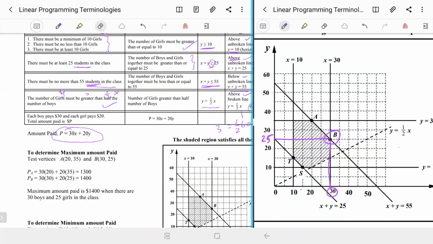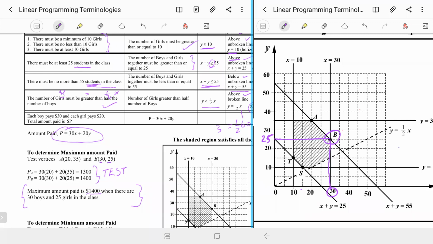So therefore you can conclude this. The maximum amount paid is $1,400. And put in the dollar sign. $1,400. This was just like a test to see which one it is. You're testing the 2 points to see which one comes out higher. And it confirms that it's B. So if you want to get that maximum amount paid, you're going to operate at B, where you have 30 boys and 25 girls. That will be the number of students in the class to get the maximum amount paid if you operate right at the vertex B.